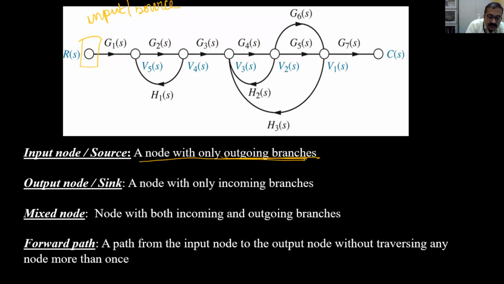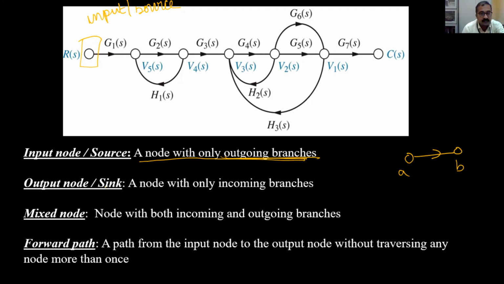See here, with respect to this node, the signal is outgoing. Say for example, you have a set of nodes like this, A and B. With respect to node A, the signal is outgoing, and with respect to node B, the signal is incoming. So an input node or a source node is one which has only outgoing branches. So this is the input node.